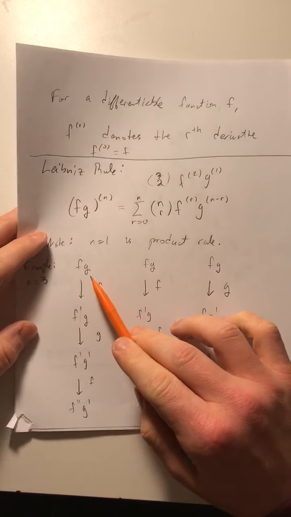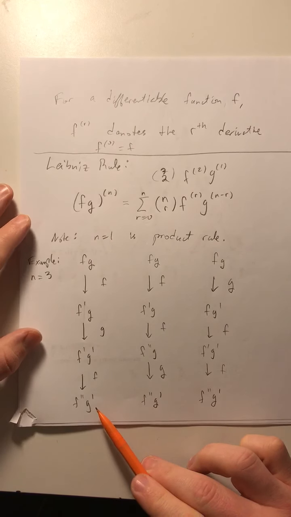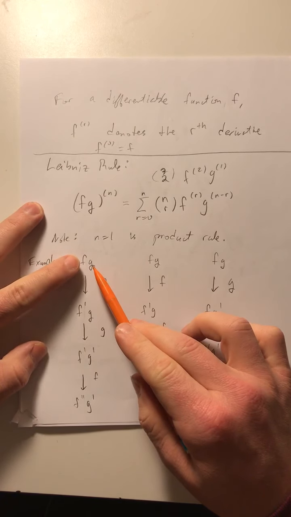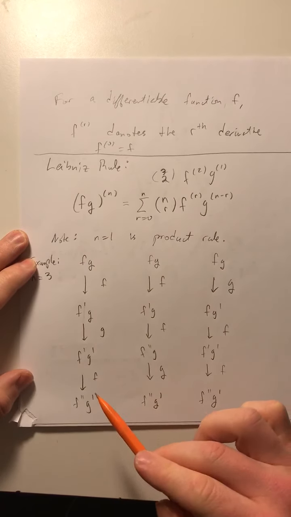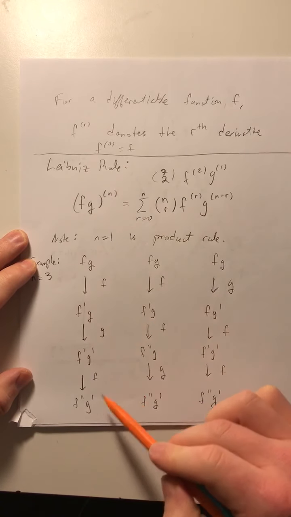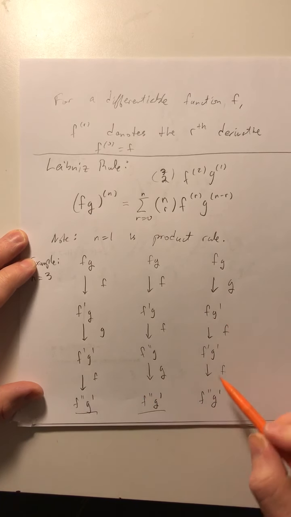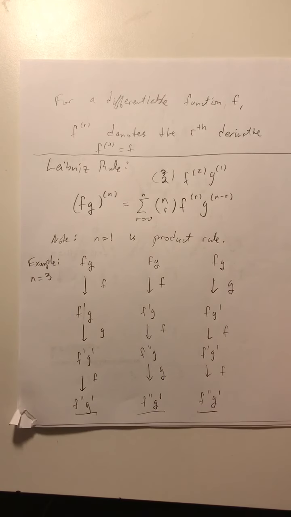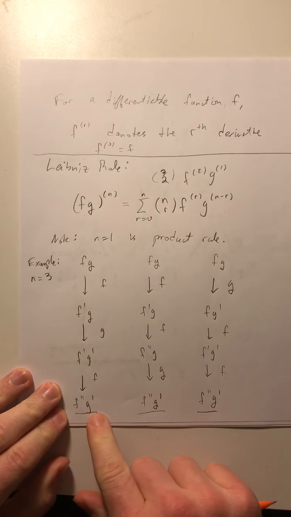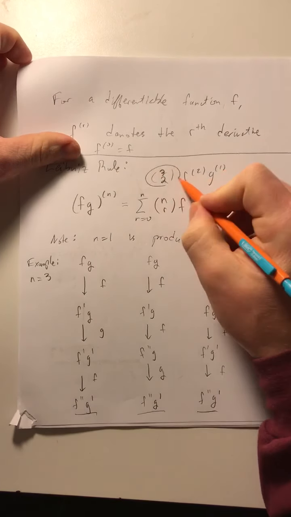So I can go first the f, and then the g, and then the f again, and I get an f double prime g. I started with f and g, and then I took a derivative of either the f part or the g part, and I did it 3 times. Here I did f, f, g, and I ended up with the same end result. And here I did g, f, f, and ended up with the same result. So I can take the derivative of the f term twice and the g term once. Each of those is going to give me an f double prime g prime, but I can do those in different orders.